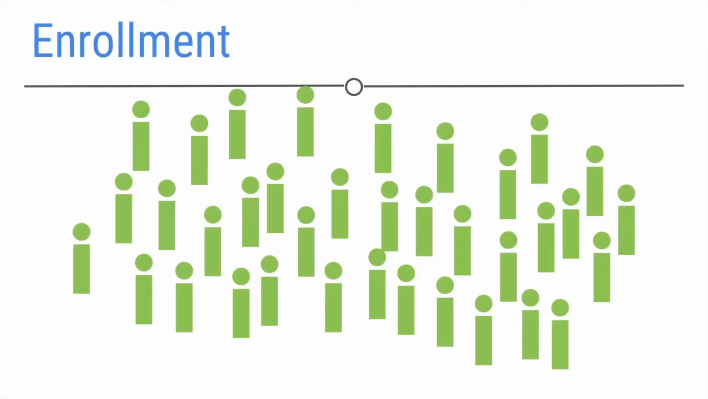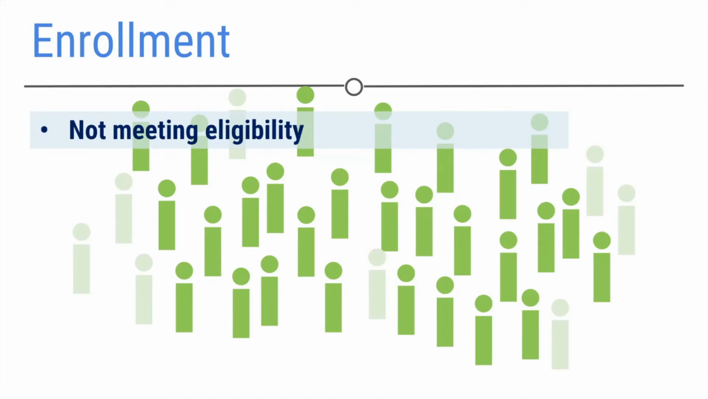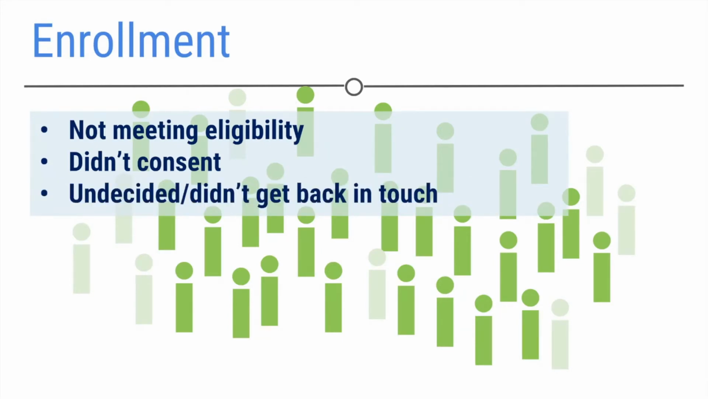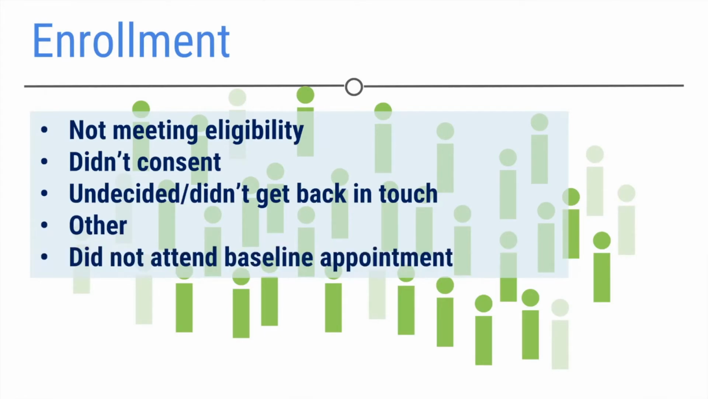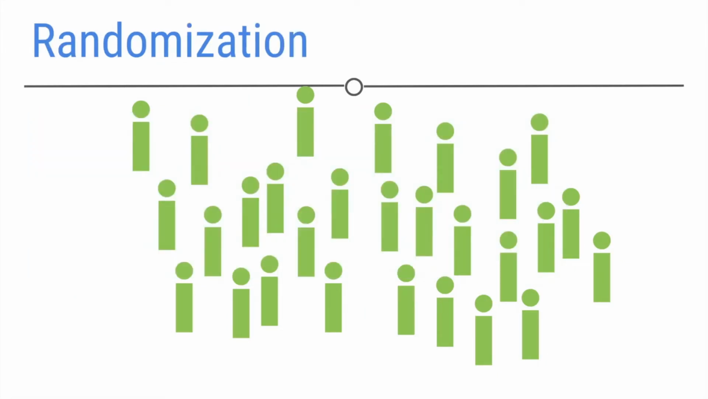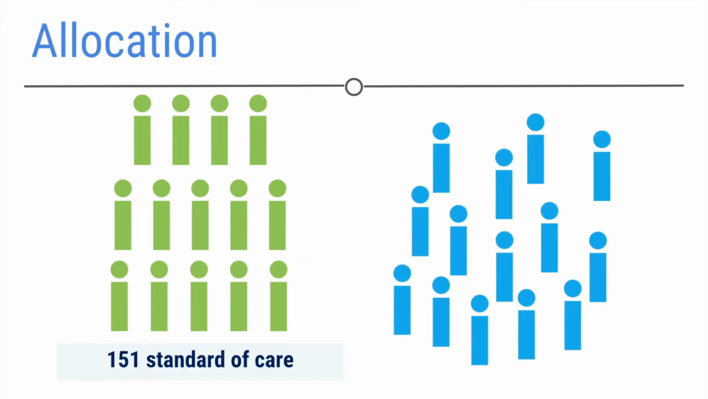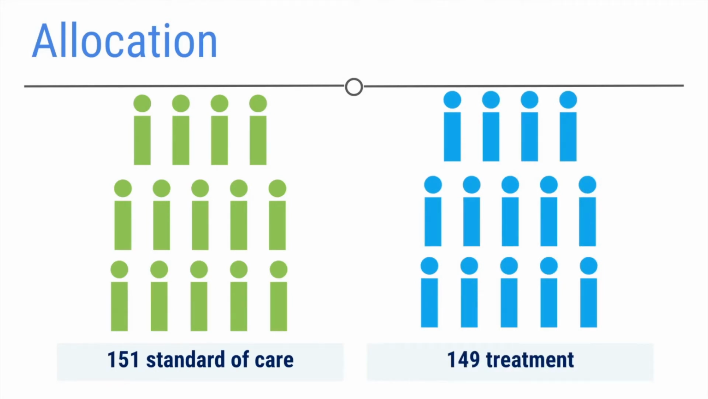They then described that 622 were not randomized: 326 did not meet eligibility, 97 did not give informed consent, 187 did not respond, 7 were not included for other reasons, and 5 did not attend the baseline appointment. This leaves 300 participants for randomization. These 300 were split into two groups. 151 were allocated to standard of care, and 149 were allocated to the intervention. One patient was sent silk clothing in error, reducing the standard of care group to 150.